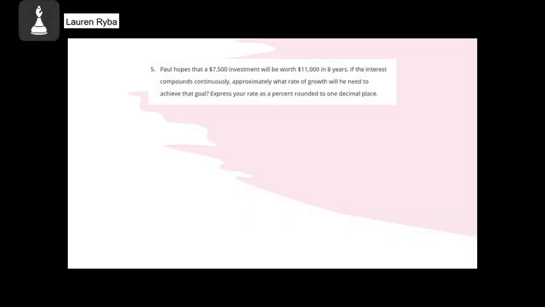Paul hopes that a $7,500 investment will be worth $11,000 in 8 years. If the interest compounds continuously, approximately what rate of growth will he need to achieve that goal? Express your rate as a percent rounded to one decimal place.